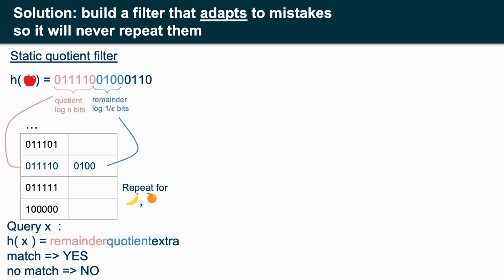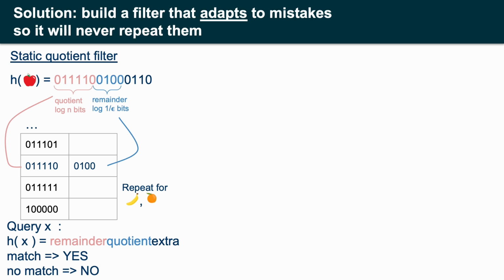First, I need to describe to you how one of these static filters works. This is called a quotient filter, and a quotient filter is essentially just a fancy hash table. So when I want to insert an item into my hash table, into my filter, like this apple, I'm going to run it through a hash function that spits out a bit string for me. I'm going to split up this bit string into a couple pieces. The first piece is the quotient, which is log n bits, and the next is the remainder, which is the next log 1 over epsilon bits. The quotient tells me where to look in my hash table, and I just store the remainder there.